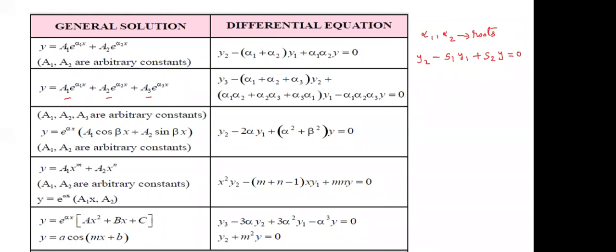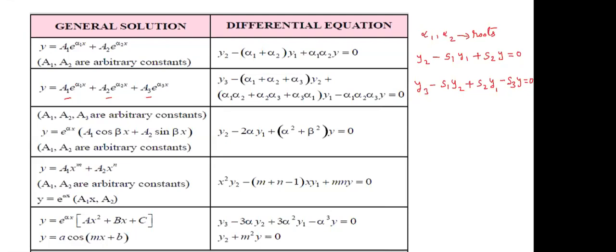Remember it, students. Now you can remember like this: y3 minus S1 into y2 plus S2 into y1 minus S3 into y, that is equal to 0. What is S1? Sum of the roots. What is S2? Sum of the product of the roots taken two at a time. What is S3? Product of the roots. So you can remember like this. This is a shortcut formula.